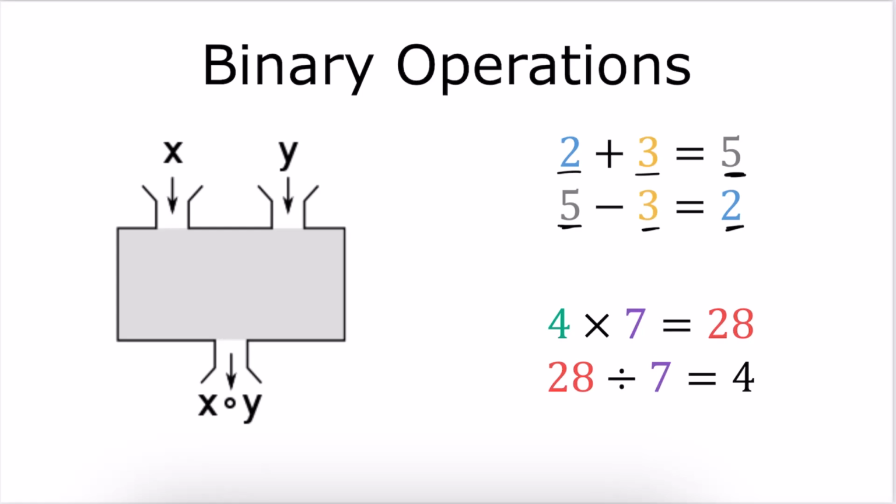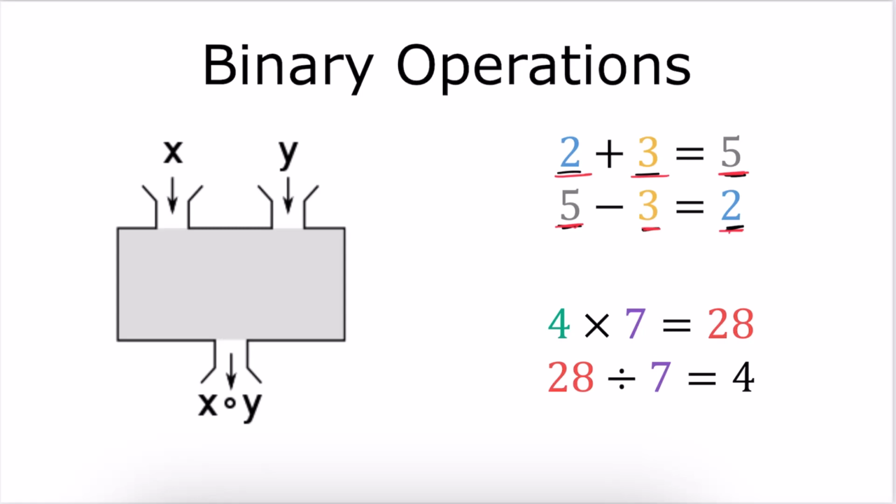Like, for example, if I did 2 plus 3 and I got the output 5, well, I could get back to where I started, or I could undo the operation of addition by doing 5 minus 3, which gives me the number 2. So those two operations are called inverse operations of each other.